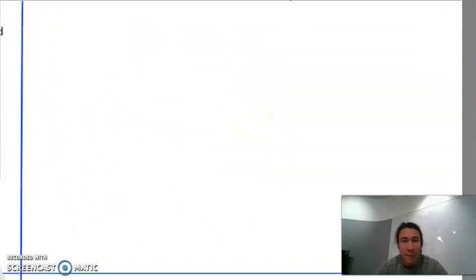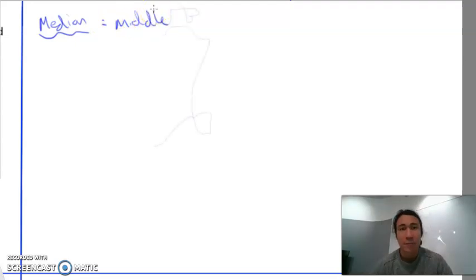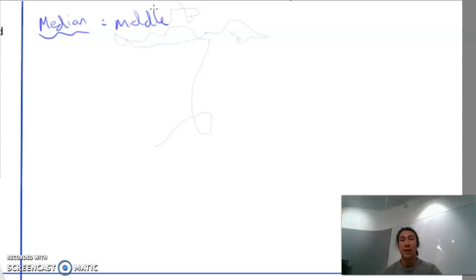I'll do it over here. Let me change my color quickly. Median. Median is another way of saying, what's the middle number? The middle number of my list.